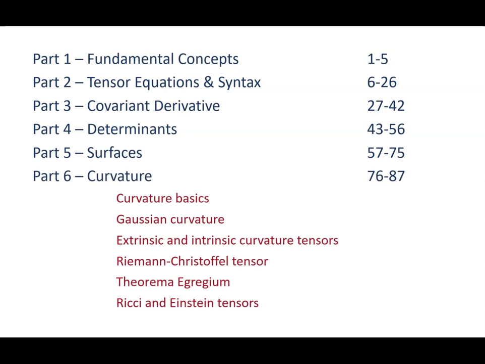Videos 76 to 87 were devoted to the subject of curvature. The main takeaway here is that curvature can be analyzed from two very different perspectives. The extrinsic, or bird's eye view, is based on our knowledge of how the submanifold is embedded within the ambient space. The intrinsic, or bug's eye view, relies entirely on measurements that can be taken within the confines of the submanifold itself, and is completely independent of how it's embedded.